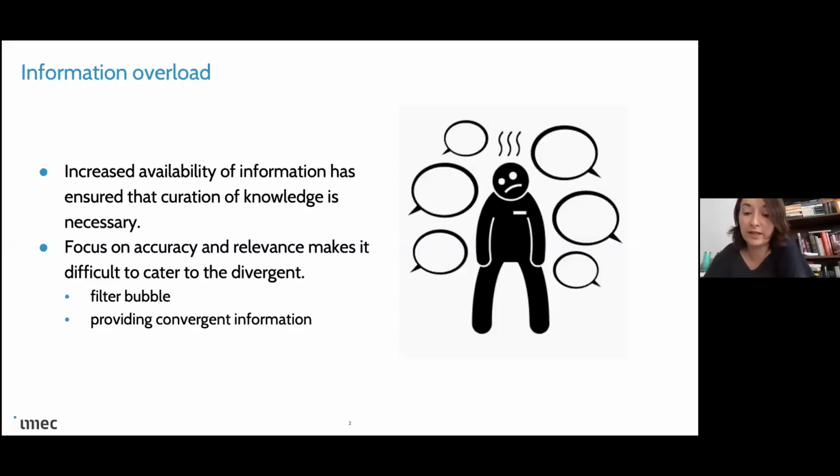In order to help with that. However, the focus on accuracy and relevance in these systems can have a negative impact on the availability of divergent information, thus leading to filter bubbles and only being provided with information that actually agrees with you.